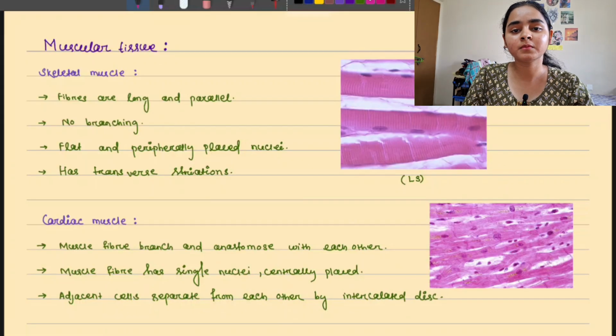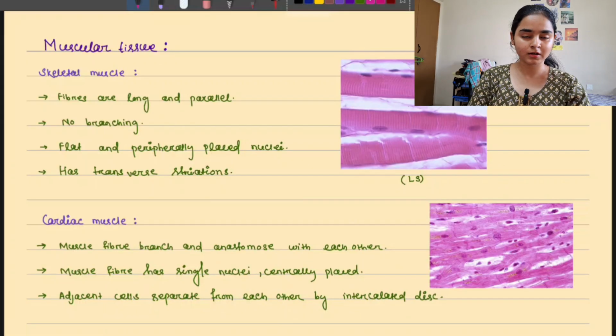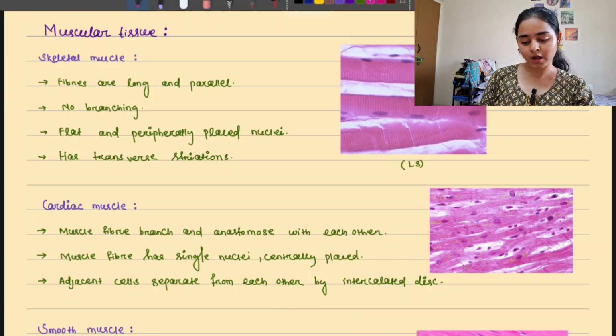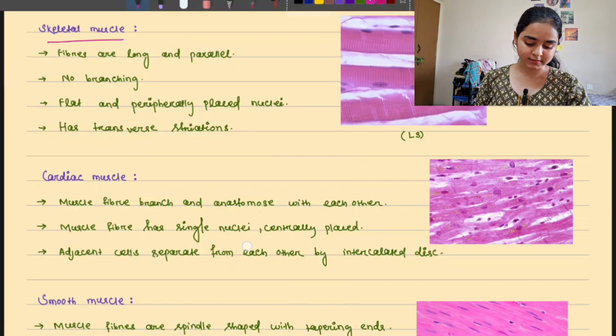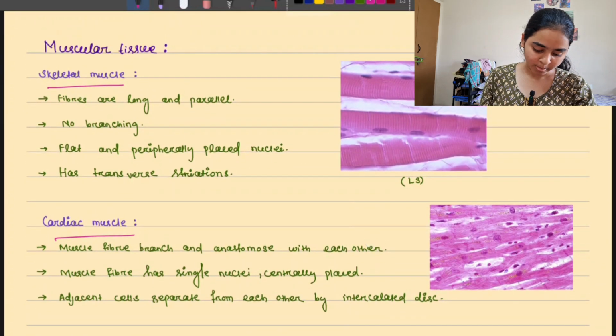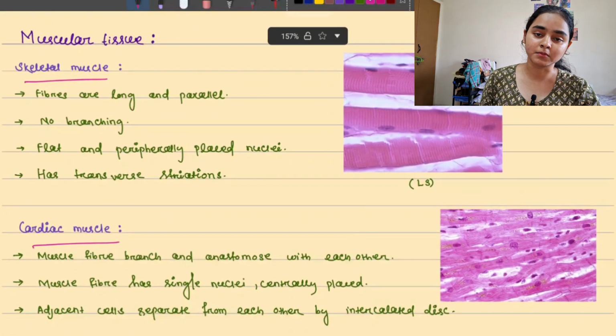Now our epithelium and cartilage is done. Now coming to the last one, that is the muscular tissues. Muscular tissue are of 3 types, that is the skeletal muscle, the cardiac muscle, and the smooth muscle cell. So let's learn about the skeletal muscle first.